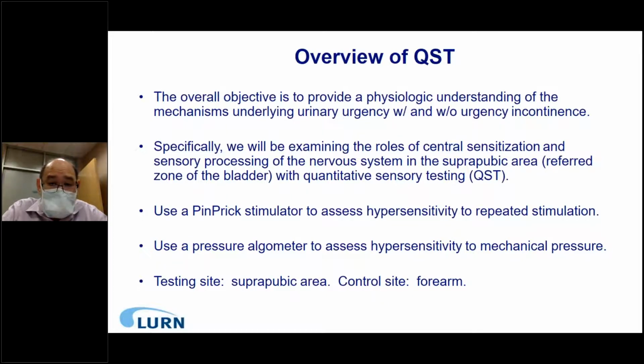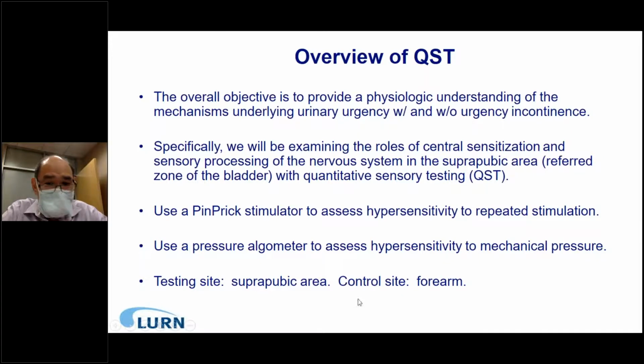The area that we'll be interested in is obviously the suprapubic area. If you don't know what suprapubic is, it is the area above the bladder. It is in the midline below your belly button, which is where your bladder is. That's where a lot of the people complaining about abnormal bladder sensation feel it.